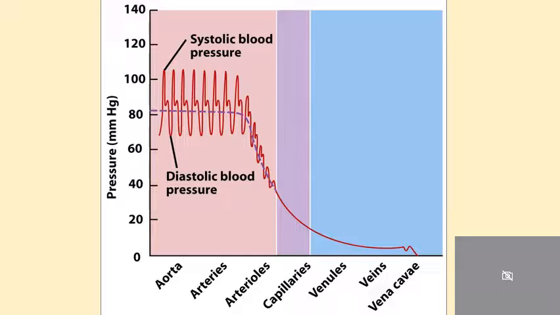We'll return to this diagram when we get to the cardiovascular system, but I want to introduce it to you now. Shown on the vertical axis, we have pressure measured in millimeters of mercury, and on the horizontal axis, we have blood vessels in order of moving away from the heart. So blood is ejected from the heart and into a large vessel called the aorta.